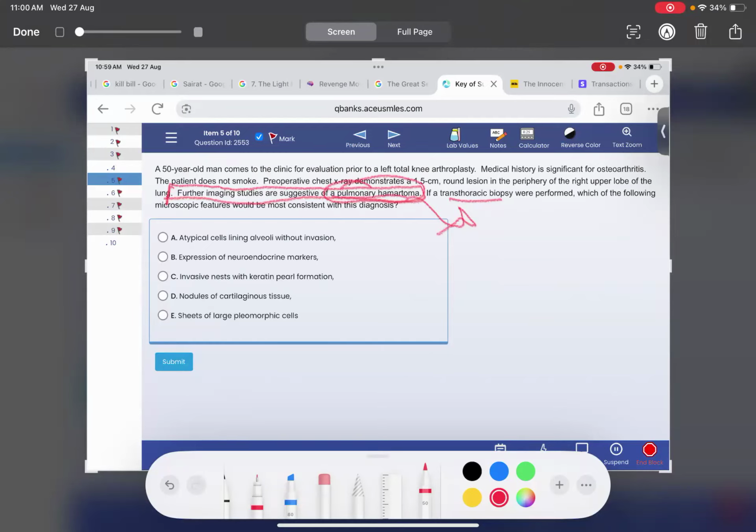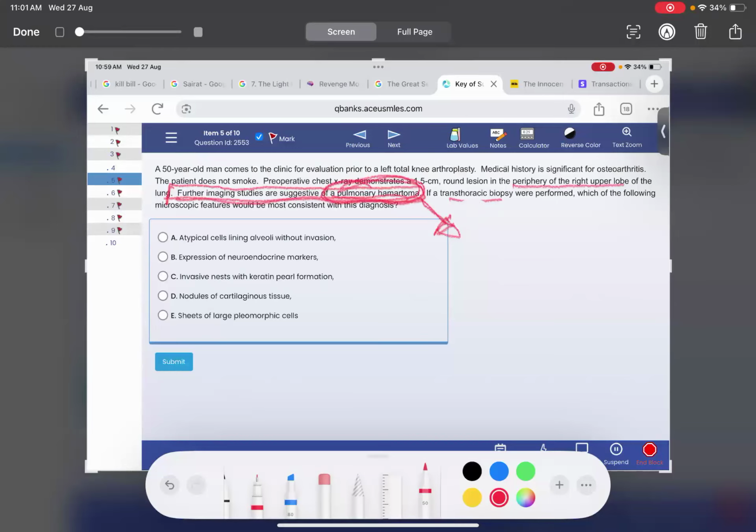Nodules of cartilaginous tissue. Sir, it also says round lesion in the periphery of the right upper lobe. So, isn't that a little misleading? It gives us the impression that it's in the periphery, like adenocarcinoma, but it is not, right? No, leave it all this time. The further imaging suggests the pulmonary hamartoma. Could it be some sort of trauma? No, it's not due to trauma.